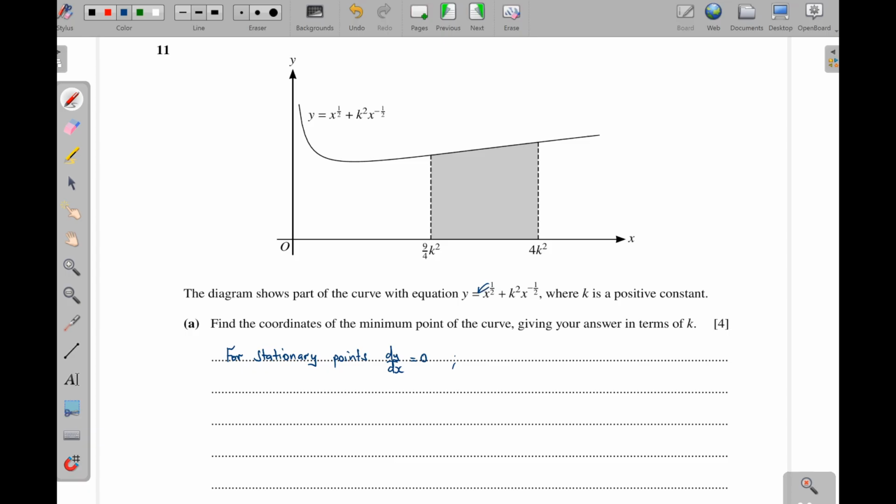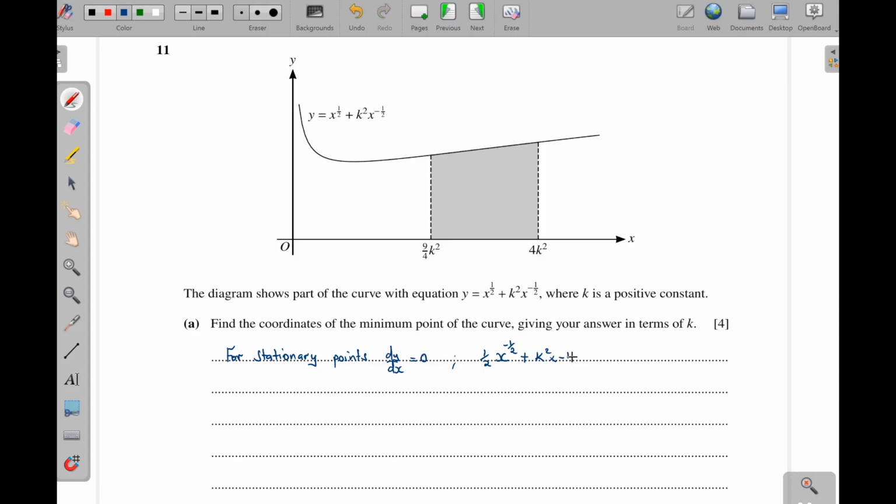You drop the power, so we shall have a half, then x to the power of a half minus 1, it will be negative a half, right? Then plus k squared. Now this number many students missed. They also differentiated this k. K is a constant. They told you it is a positive constant, so don't tamper with it. Just differentiate this x here.